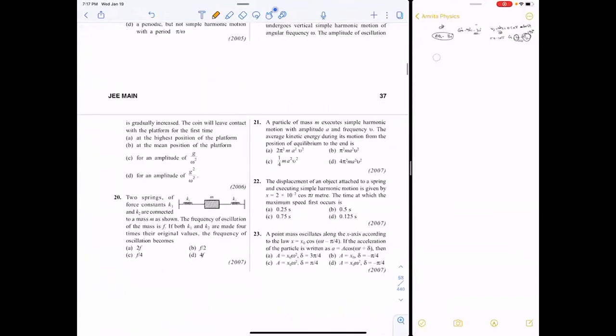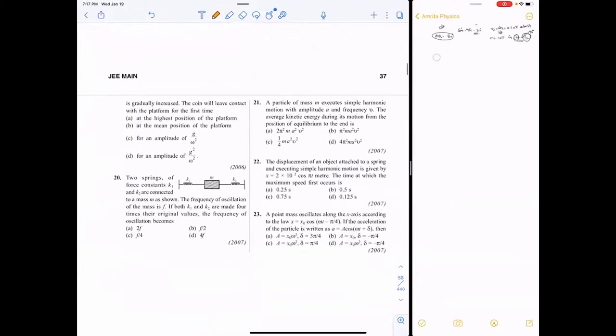There are more questions, but we have less time. We have to cover even waves, and I don't think thermodynamics can be done. We'll do till waves. Next session, we'll see thermodynamics. Or if I can, I'll do it.